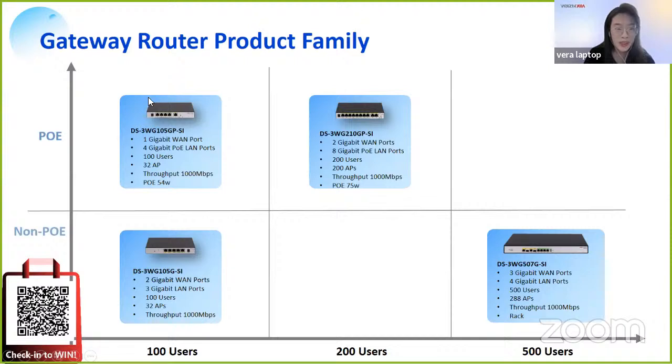For example, this one, we have 5 ports, 5 ports. But the last one is 7 and 10, different port counts. And the G is also a standard for the transmission speed, which can reach gigabit. So we have 4 gateway router products at present. They have a non-PoE version and a PoE version.